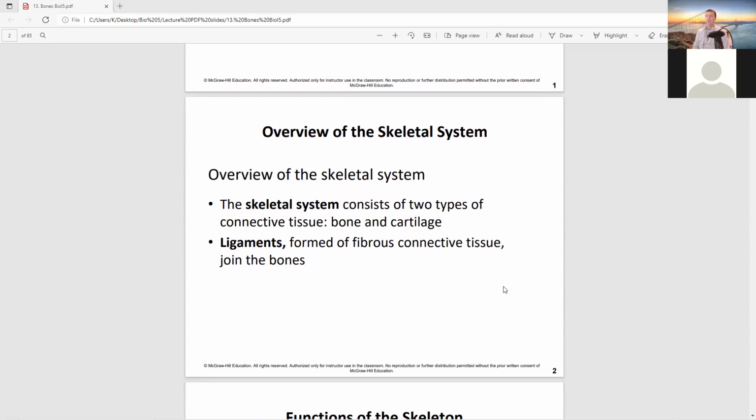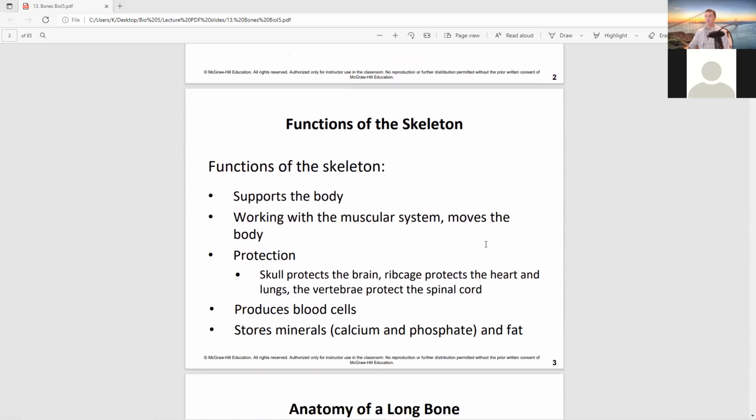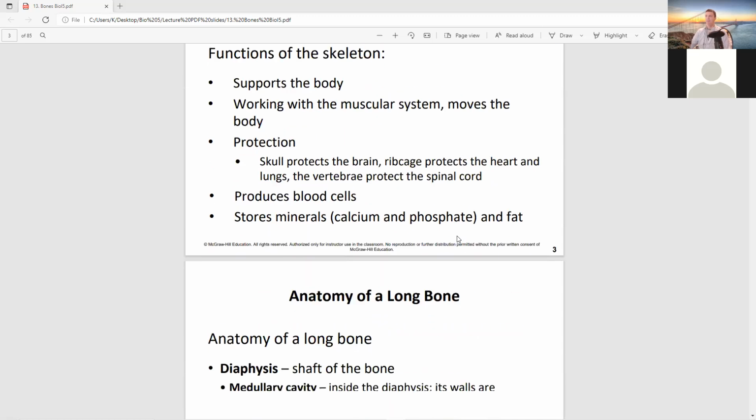Ligaments, formed of fibrous connective tissue, join the bones. The function of the skeleton is to support the body. It works with the muscular system to move the body. It's used for protection. The skull protects the brain, the rib cage protects the heart and lungs, and the vertebrae protect the spinal cord. Bones produce blood cells, and they store minerals such as calcium and phosphate, and fat.